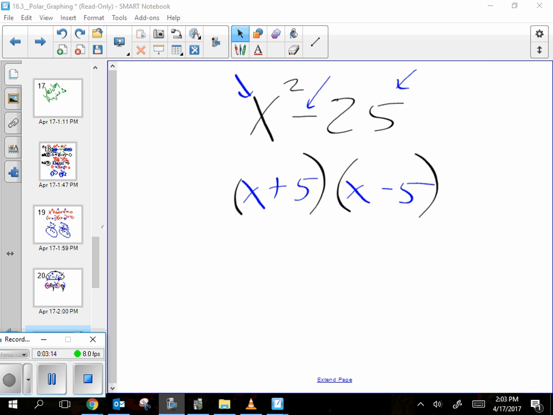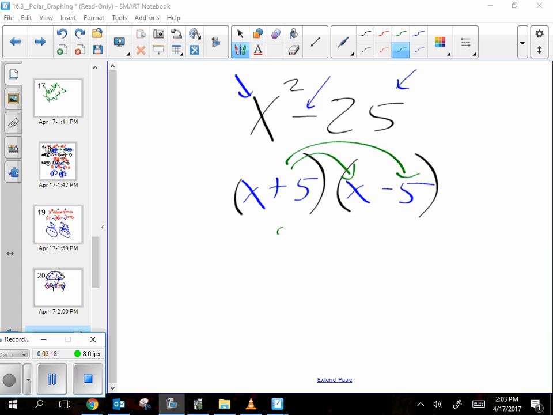Yeah, you do the FOIL thing like this. That times that, that times that. 5x and negative 25. Don't talk, gentlemen, or I will move you. All right, and then I'm going to be doing that times that, which is the x squared, and that times that, which is the minus 5x.